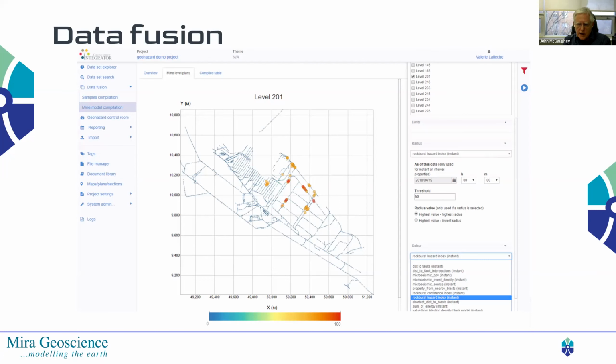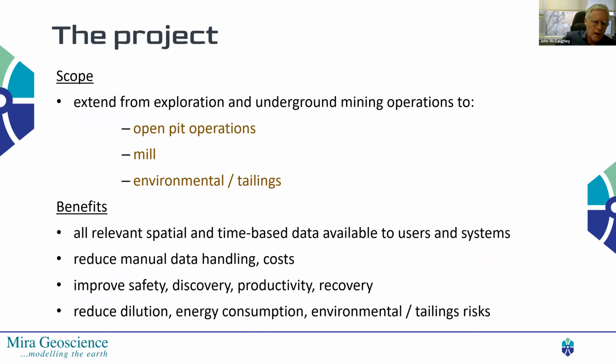What we're doing in this project is we're extending it. So we've done a lot of work in mineral exploration and underground mining operations. We want to extend that work to open pit operations, to the mill, and beyond the mill to environmental and tailings problems. So that means extending the types of data that we can house within the Geoscience Integrator 4D data warehouse, and also starting to explore some of the other business outcomes that we can have an impact on by looking for relationships amongst all of these different variables through space and time. So that's the project in a nutshell.